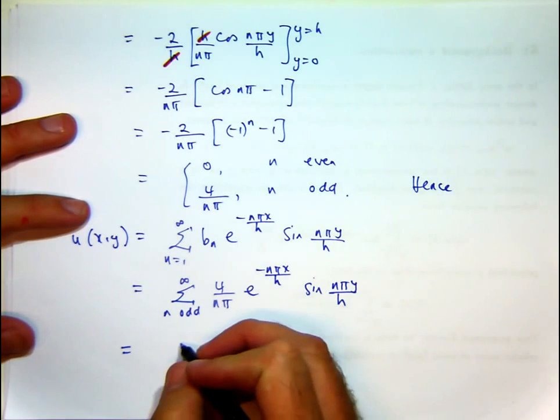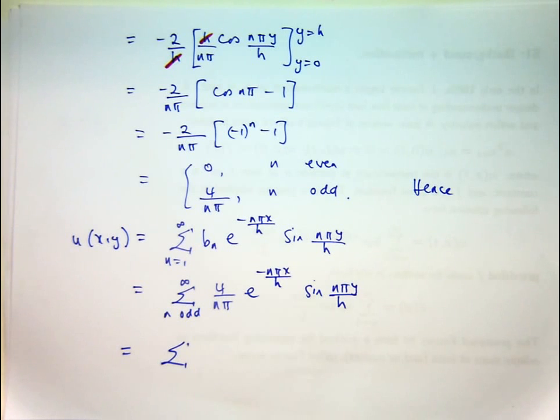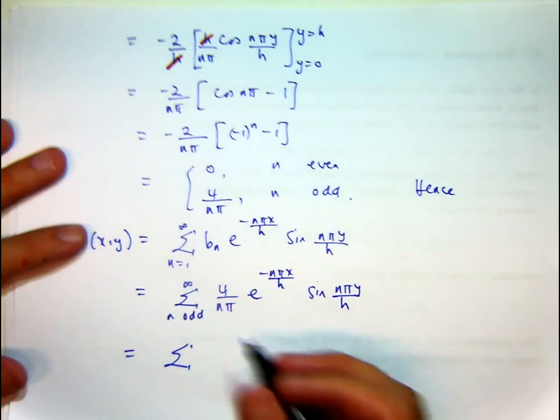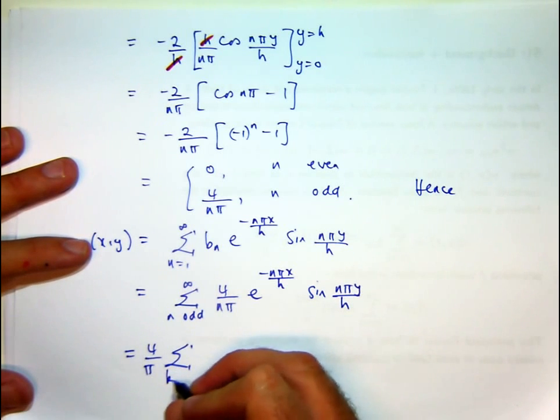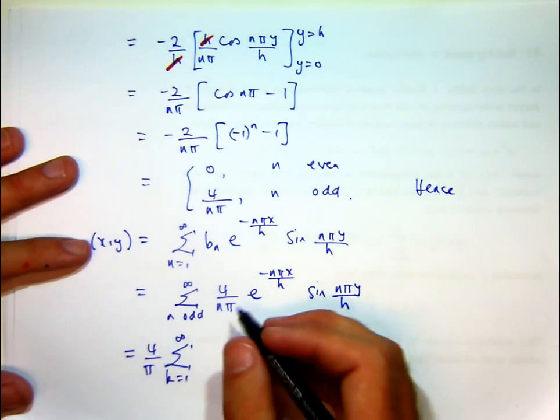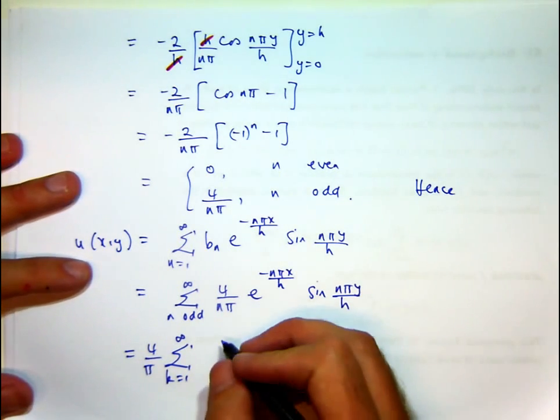So what you can do is replace n in here with some odd value. I'm going to replace n with 2k minus 1, where k is 1, 2, 3, 4, 5, 6. If k is a natural number, then 2k minus 1 is always odd. So I can take this 4 on pi out the front, that's got nothing to do with n. And I'm going to sum from k equals 1 to infinity and replace n in the summand with 2k minus 1.